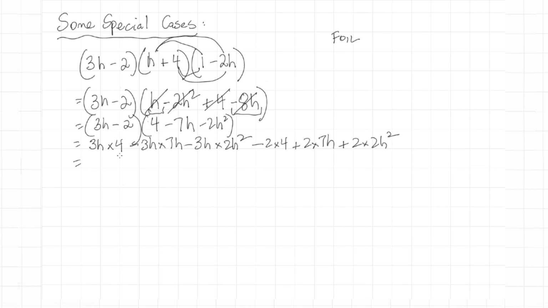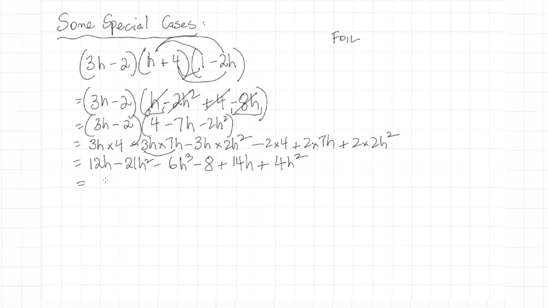Okay, that will be 4 3s are 12h, minus, multiply the coefficients first, 21h squared, minus 6h cubed. So 3 times 2 is 6, h to the 1 times h to the 2 is h cubed, minus 8, plus 14h, and then plus 4h squared.